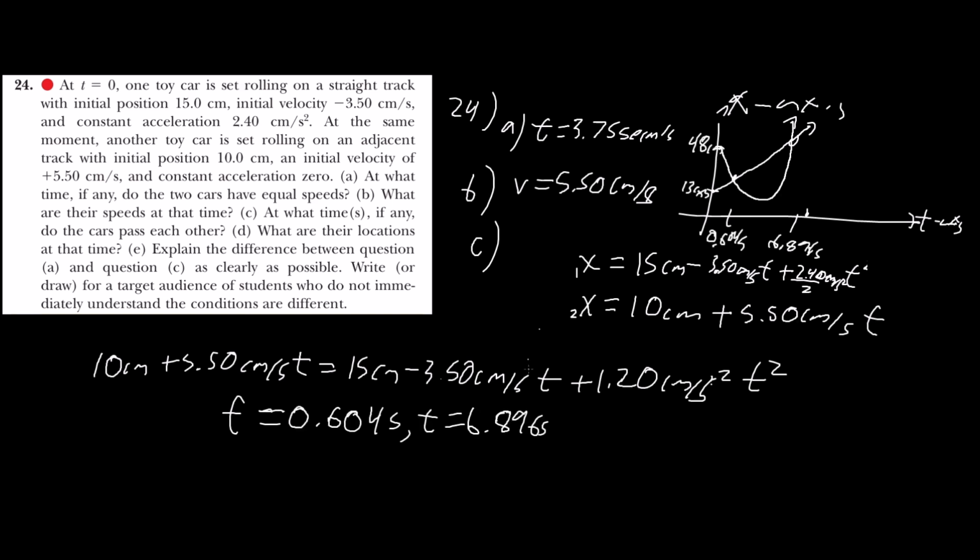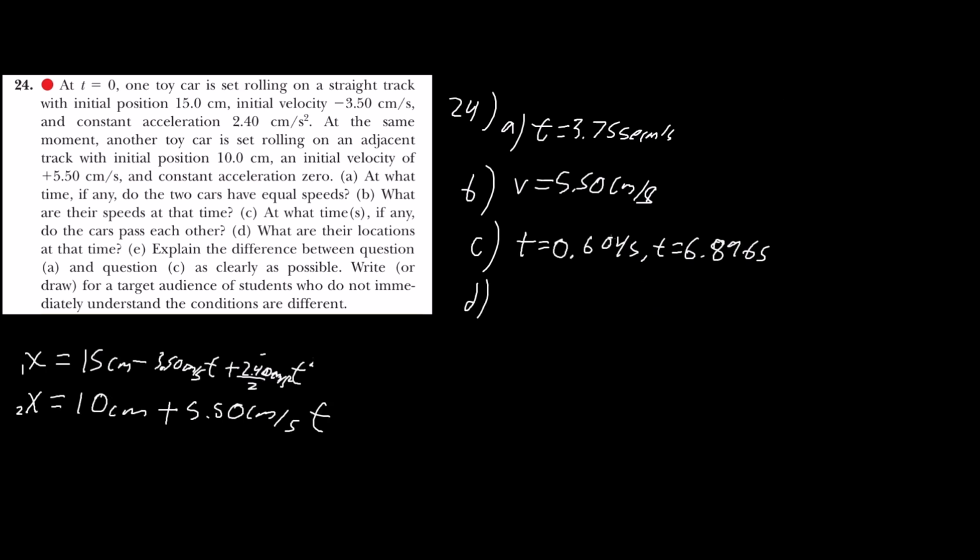The times for the intersection are going to be 0.6 seconds and 6.89 seconds. So these are the times that they intersect. What are the locations at those times? Well, all you have to do is plug those two values in there. And here you're going to have x being 13.23 centimeters, and then this one is going to be 47. Keep in mind, folks, when I put these in the calculator, I always like to put the exact values. That's just the way I roll.